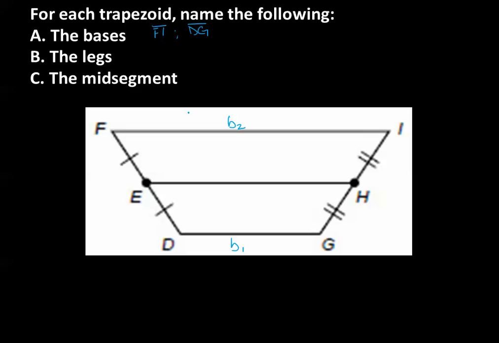Now the legs, you're going to go all the way down. Okay, so this is a leg, and then I come over here, and I have another leg. And those look like it's DF, and look how I'm putting the segment bar up on top, because they are segments, and that's IG. And then my midsegment is going to be that right there, which is EH.